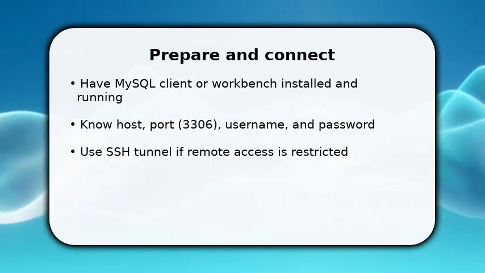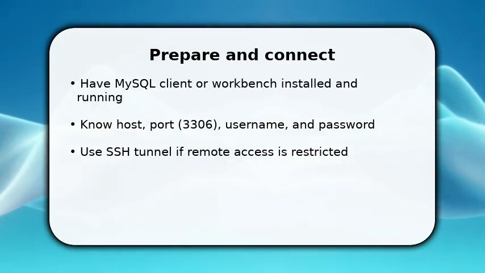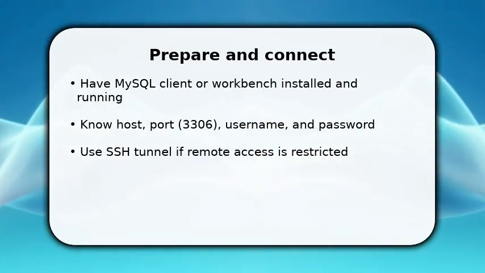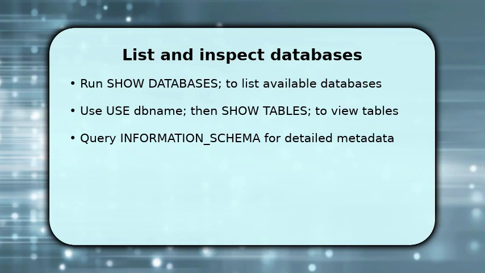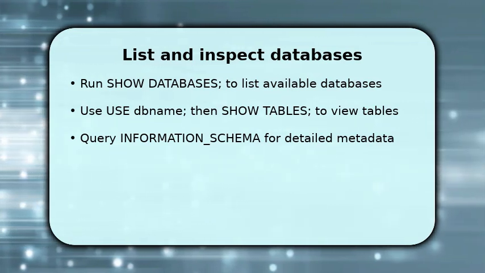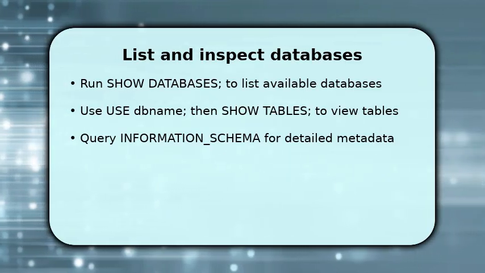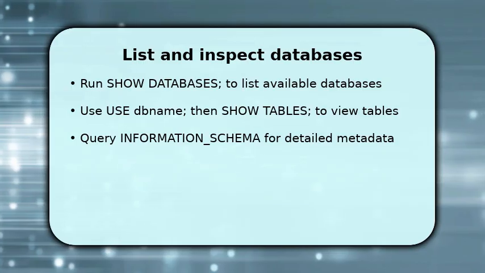This lets you use the same local commands securely. Make sure your user has at least show databases privilege before moving forward. Once connected, list databases with show databases so you can pick the one to inspect. After choosing, type use DB name, which switches your session context, and then run show tables to reveal table names.